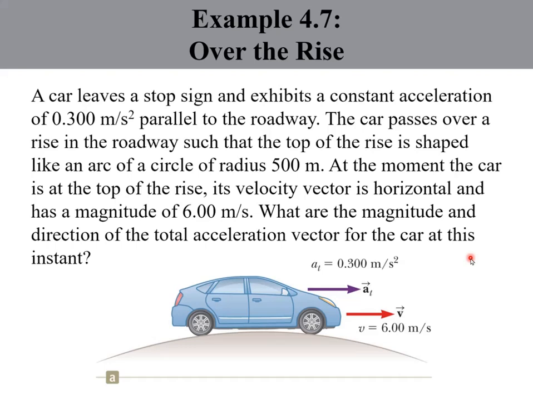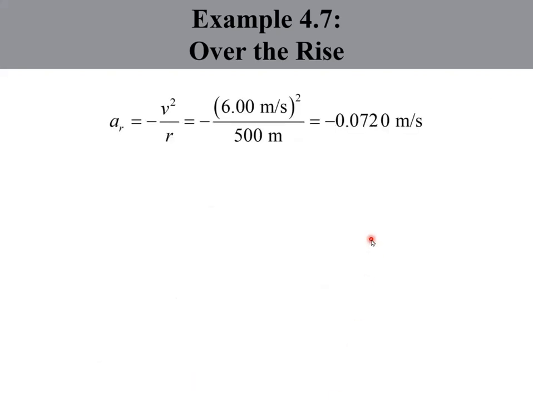The first question asks for the magnitude and direction of the total acceleration. To get the total acceleration, we need to find both accelerations, tangential acceleration and centripetal acceleration. The tangential acceleration is already given, which equals 0.3. So now we need to find the centripetal acceleration. Centripetal acceleration equals v squared over r, which equals 0.072 meter per second squared.